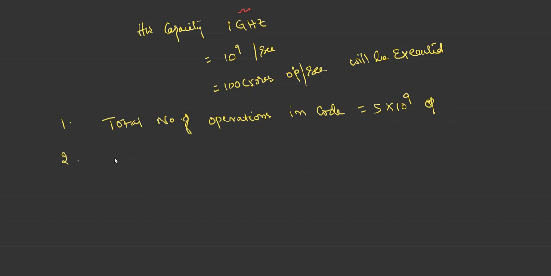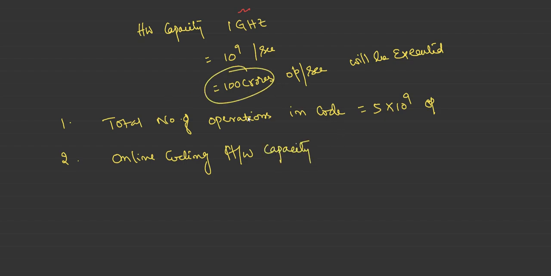Now, the online coding platform's hardware capacity is found to be 100 crores, which means 10 power 9 operations per second. So the online computer is capable of executing 10 power 9 operations per second. Just imagine, 10 power 9 operations per second. If this computer is required to execute the above code, how many seconds will it take?